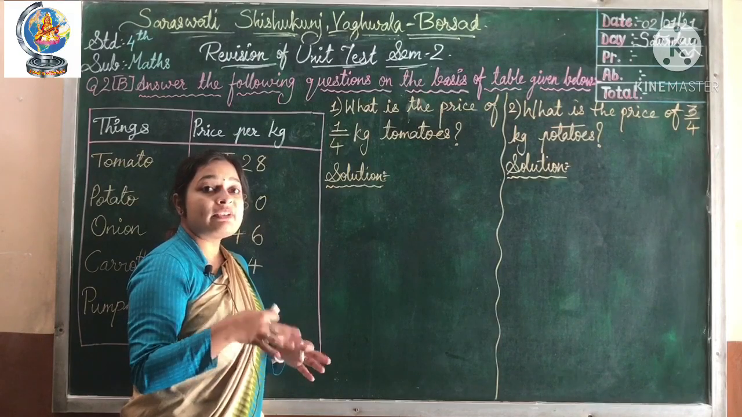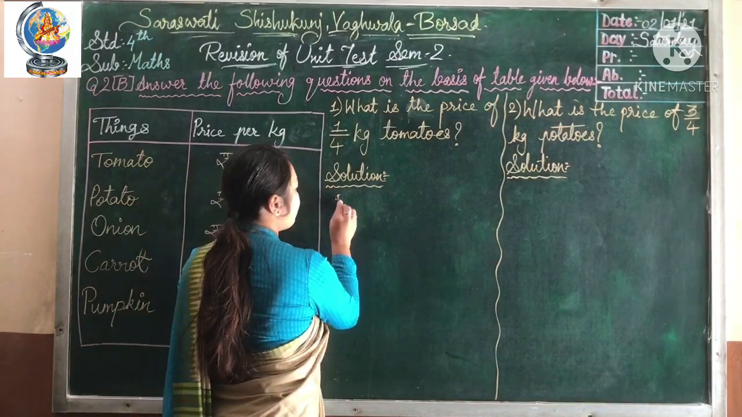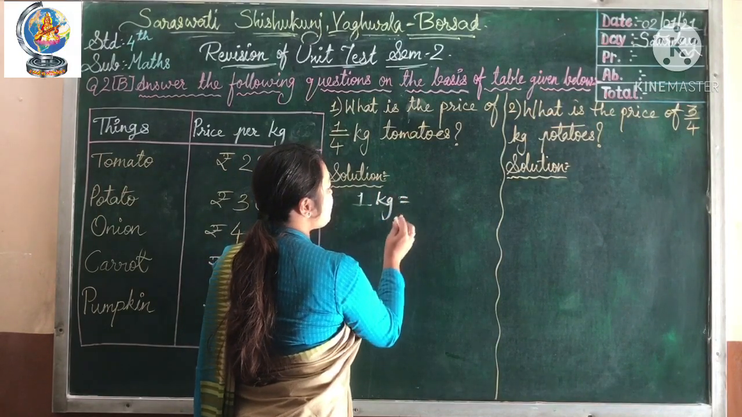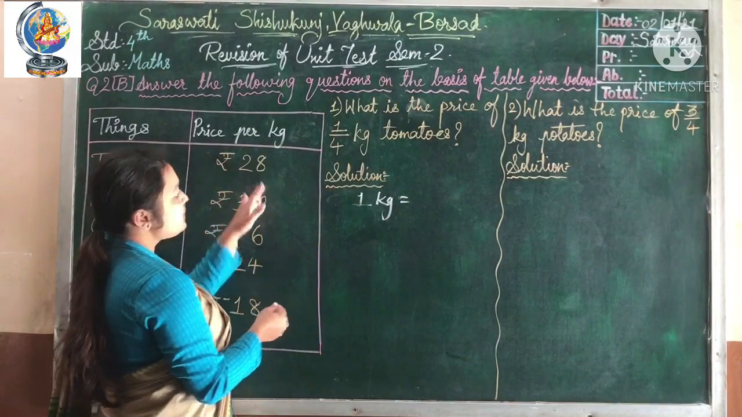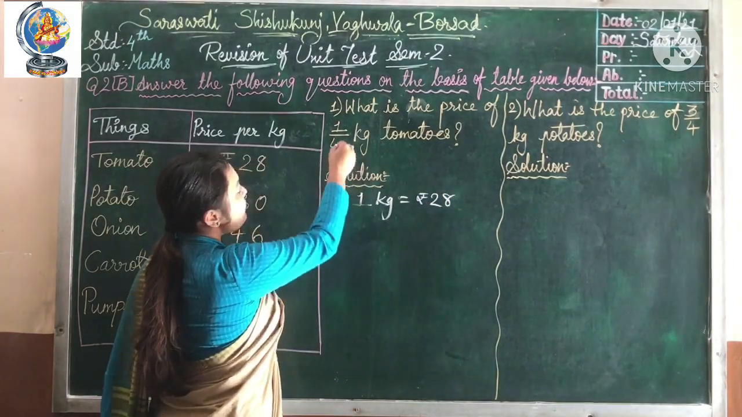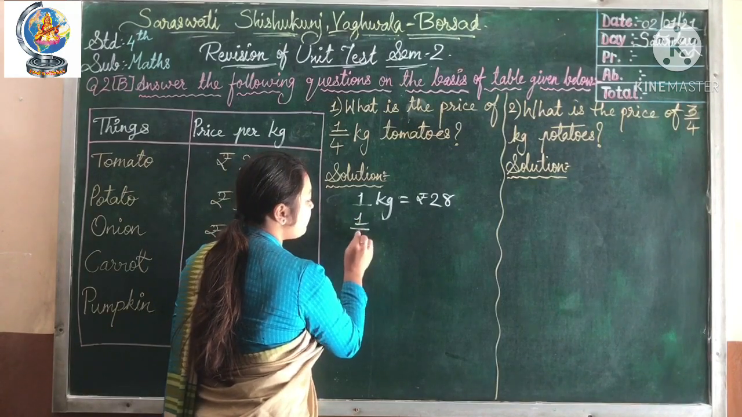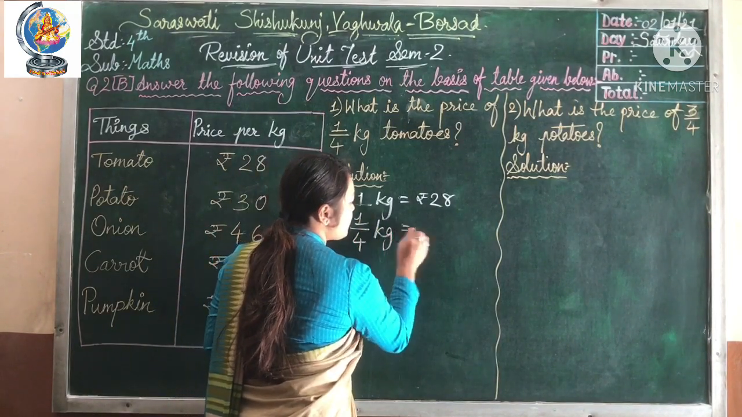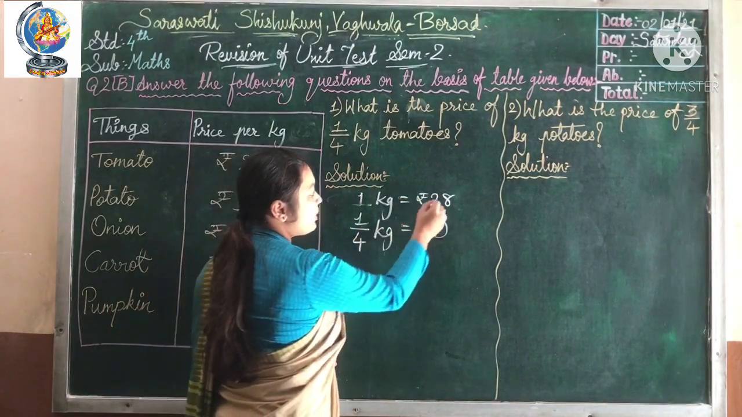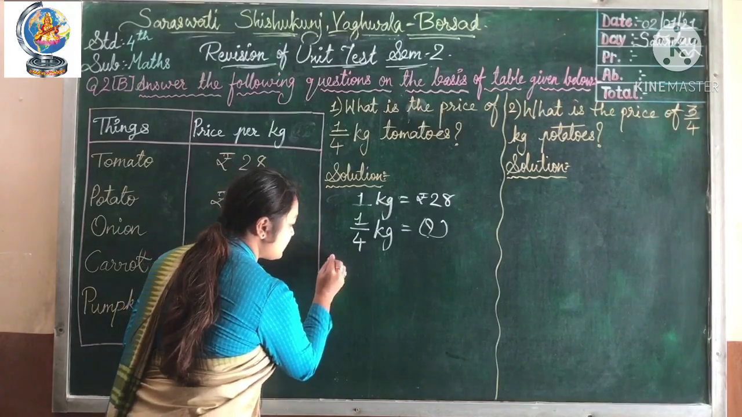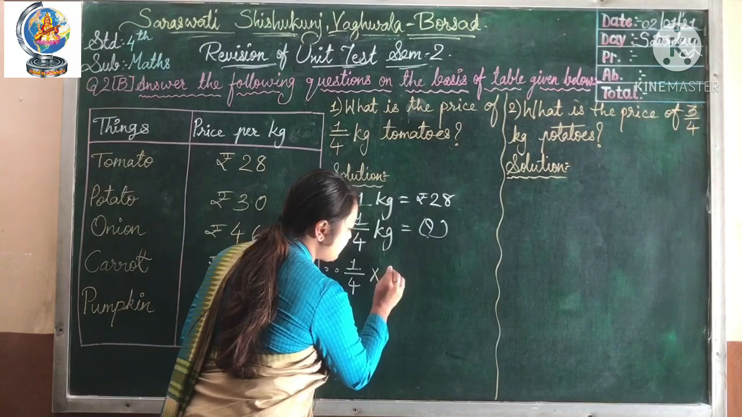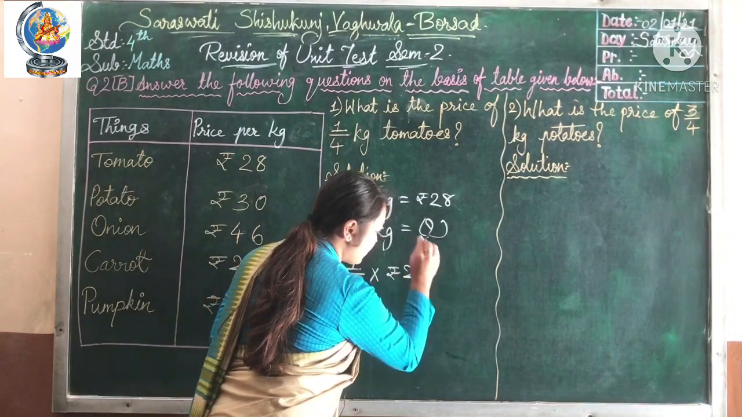So what will we do first? First we will write that 1 kg is equal to rupees 28. Right? We need to find for 1/4 kg. So we will write here 1/4 kg is equal to question mark. Okay. Now what do we have to do? We have to multiply 1/4 with 28. So we can say that therefore 1/4 multiplied by rupees 28.